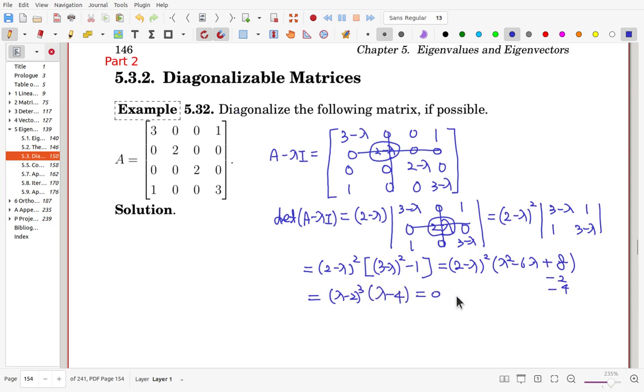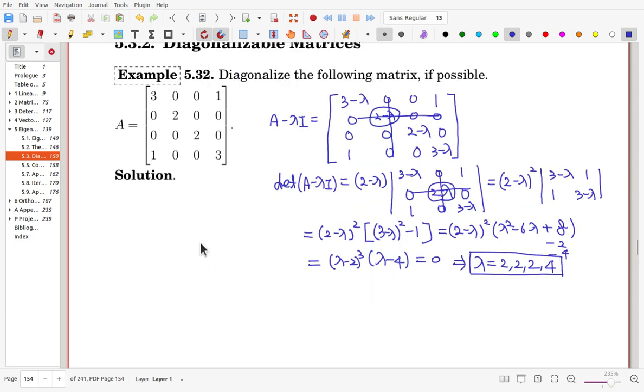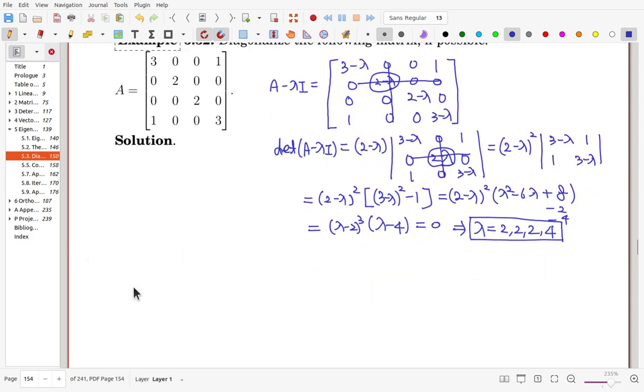So we have here the eigenvalues, lambda equal 2, 2, 2, and 4. Okay, we found the eigenvalues. Now we have to find the eigenvectors. Let's begin with lambda equal 2.